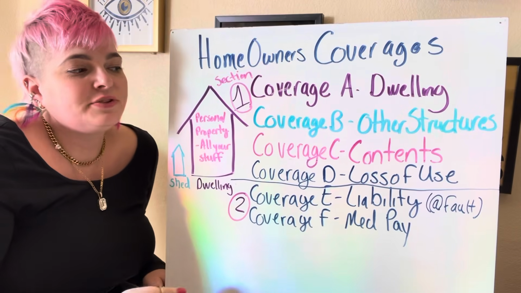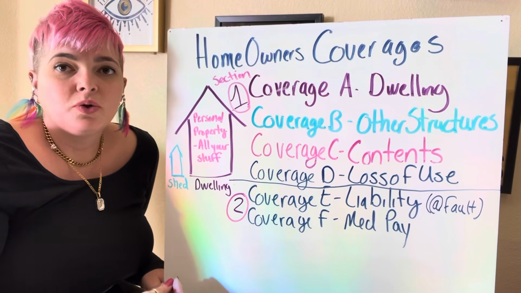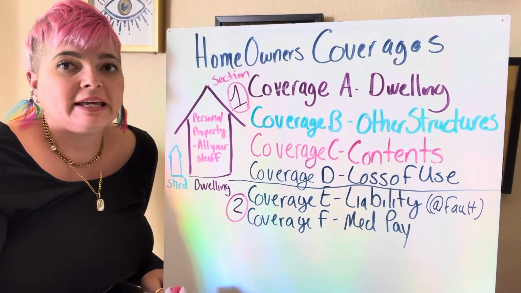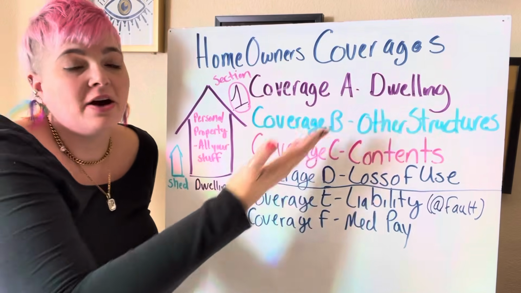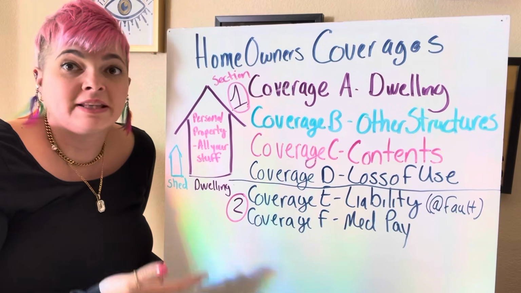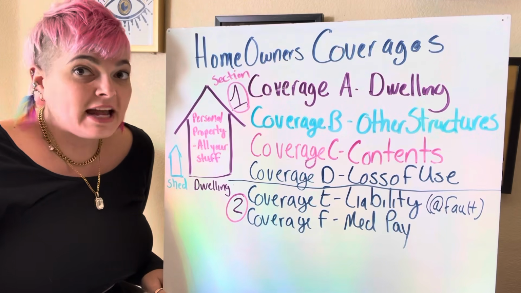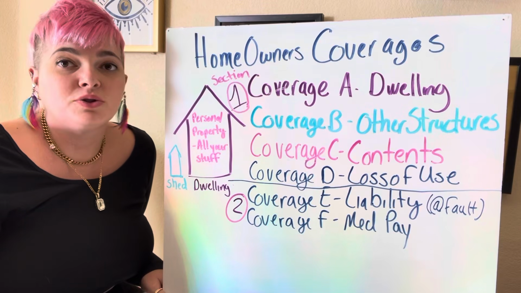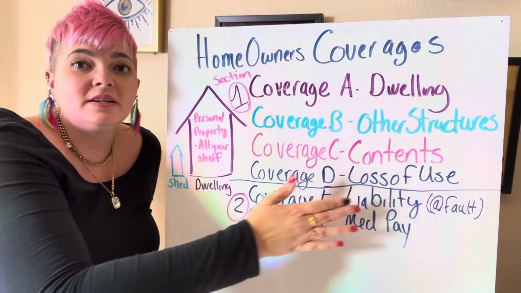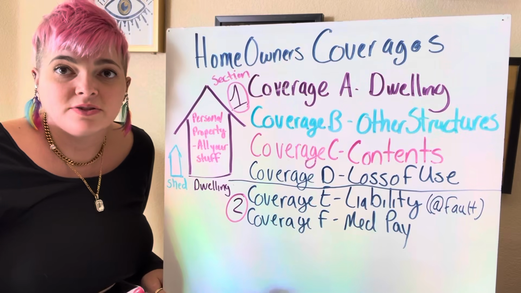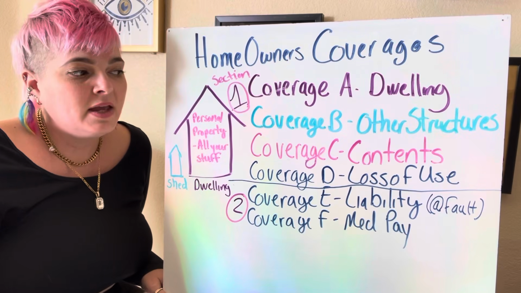But coverage D is known as loss of use. So this is a type of coverage that will kick in if the house burns down, for instance, and you no longer can live in it. So if the house burns down and you can't live there, you're going to need to go to a hotel. Coverage D is going to help pay for that hotel so that you can have a place to stay.